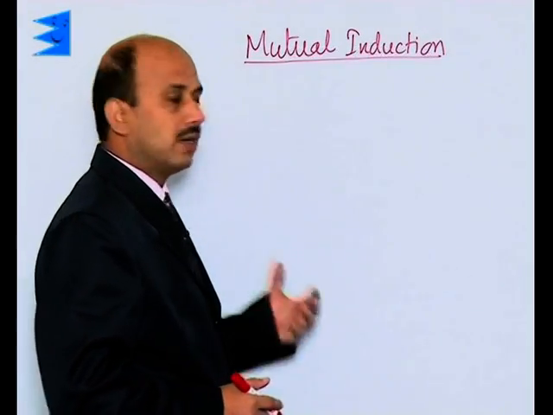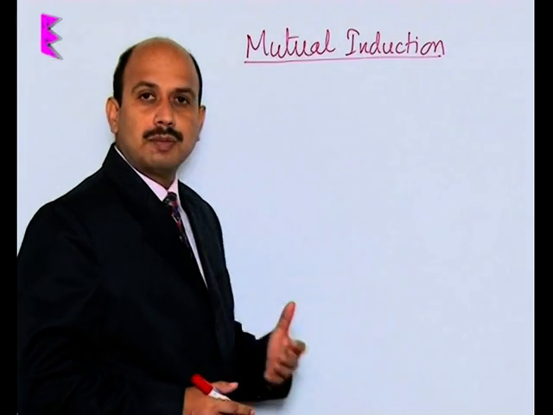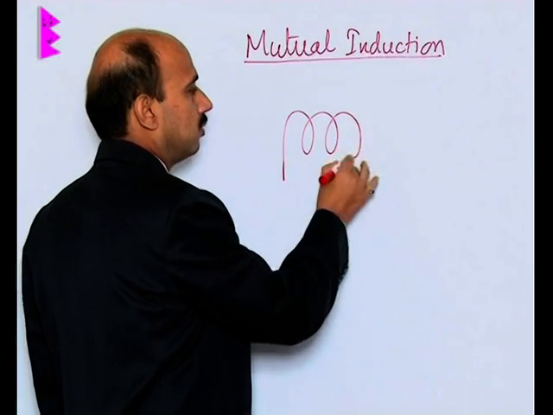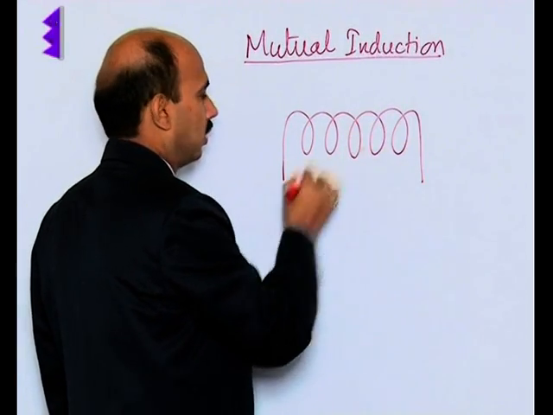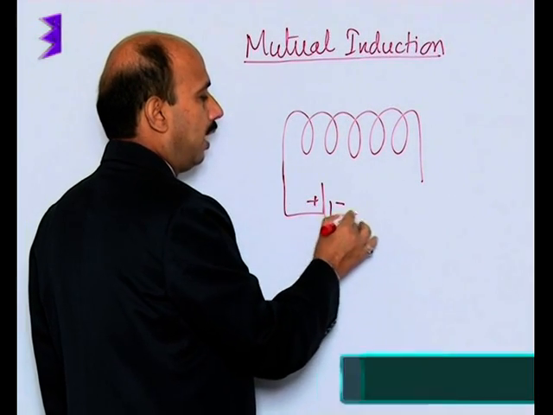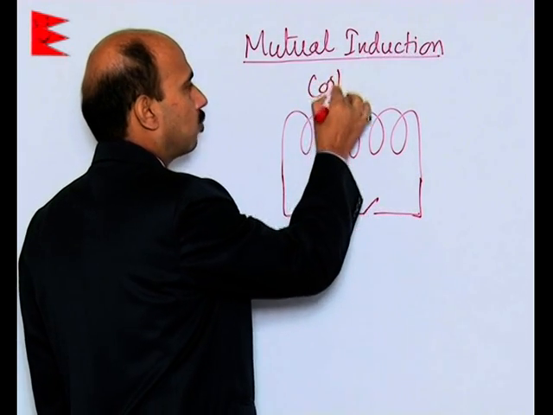Now, we have done self induction. The next concept is mutual induction. Suppose you have taken coil 1 like this, which is connected with a cell, and there is a key. This we can take as coil 1.